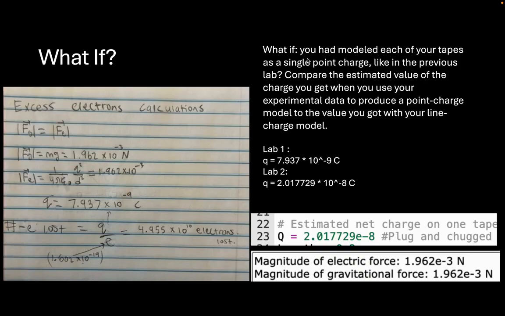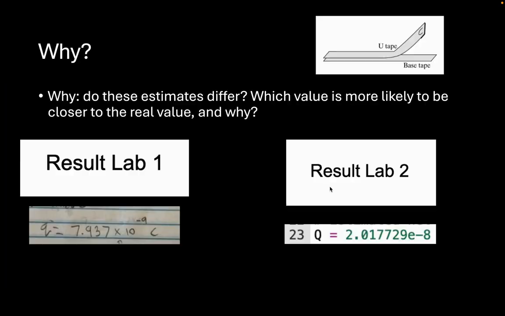So now, what if? The what if question: what if you had modeled each of your tapes as a single point charge like the previous lab? Then they asked to compare the estimated value of the charge you get when you use your experimental data to produce a point charge model to the value you got when you use your line charge model. So I got Q equals 7.937 e to the negative 9 coulombs when I used the point charge model, and here I had to plug and chug in order to make these two equal, and the value that worked was this. And so yeah, the values are here.